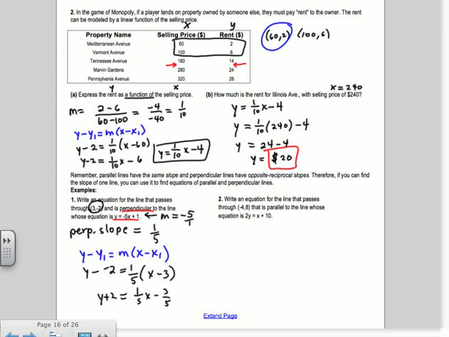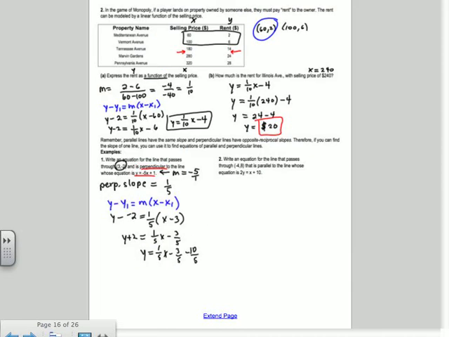I'm going to subtract 2 to the other side, so I get y equals 1/5 x minus 3/5. And when I'm subtracting 2, what's 2 as a fraction, so it has a common denominator with the other fraction? 10/5, right? So subtract out 10/5. So your final answer is y equals 1/5 x minus 13/5. Sometimes you might get some fractions.